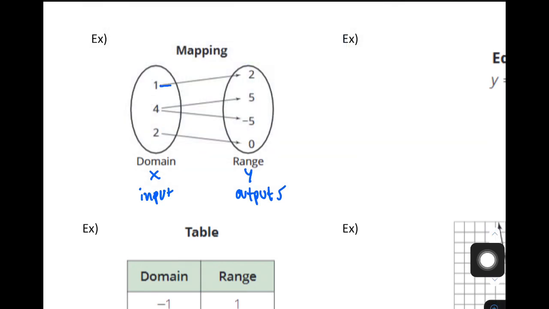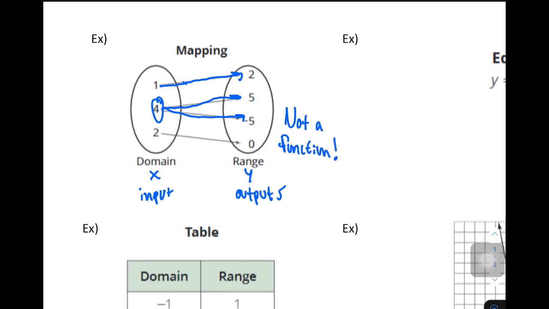Well, 1 goes to 2. That's good. The input 4 goes to 5 and -5. So this input has 2 different outputs. So right away, I see that this is not a function. And it's not a function because that 4 has 2 different outputs, right? So remember with that cell phone, if I called the number 4, it goes to 2 different people. That's not good.